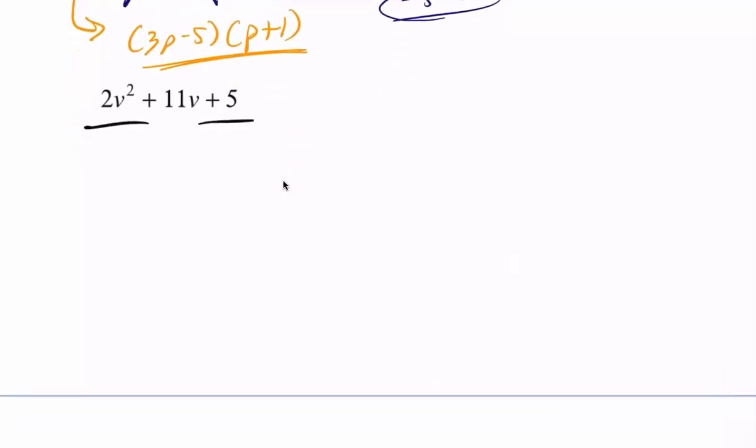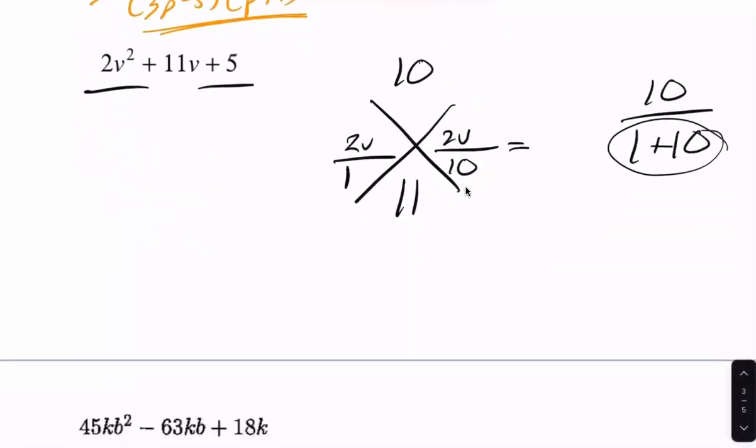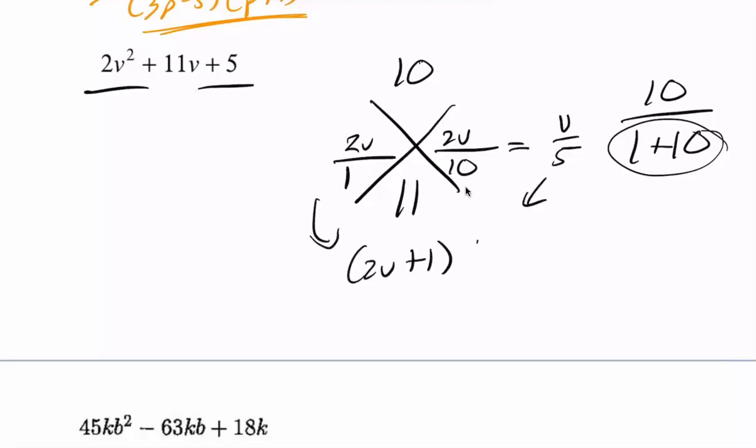So multiply those two. I get 10. On the bottom here is going to be 11. Put 2v, 2v. Find the things that multiply to get 10, but add to get 11. What I've got is 1 and 10. Don't even think about it. So put 1 over here, put 10 over there. Reduce if you can. These both reduce by 2. So I get v over 5. Rewrite it: 2v plus 1, v plus 5.